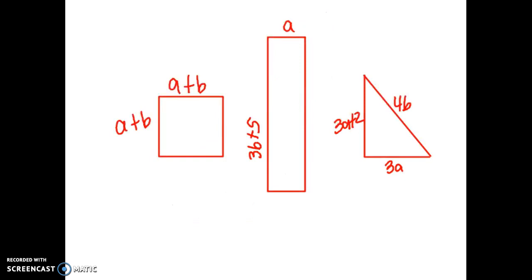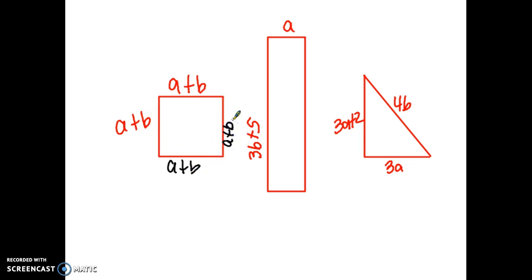All right, number 9 says, write an expression to find the combined perimeters of the figures. Then simplify. So, we're finding the perimeters of everything. First thing I need to do is fill in my missing sides. I have this side is blank. The line across from it is a plus b. It's a square, so I know that this side is going to be a plus b as well. This side is equivalent to this side, so that side's also a plus b.